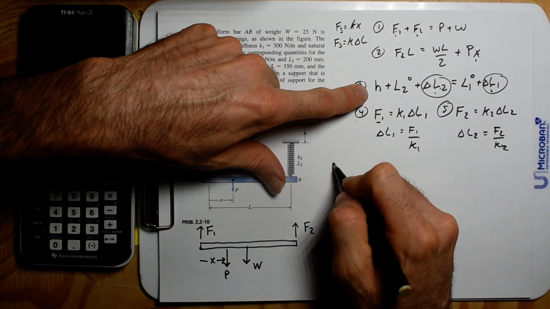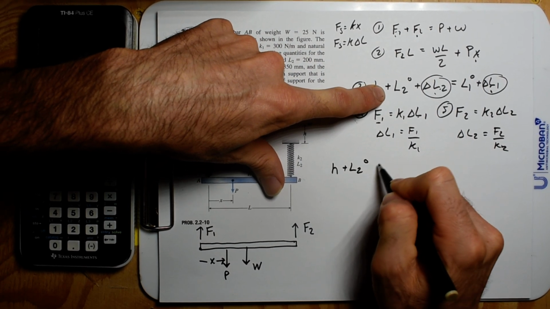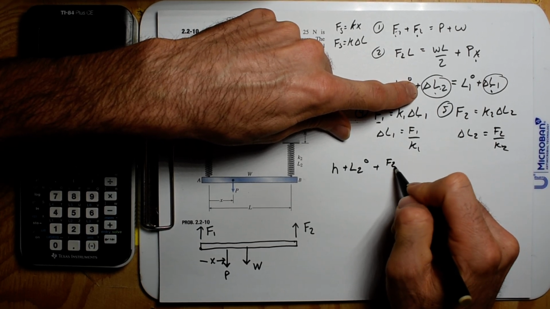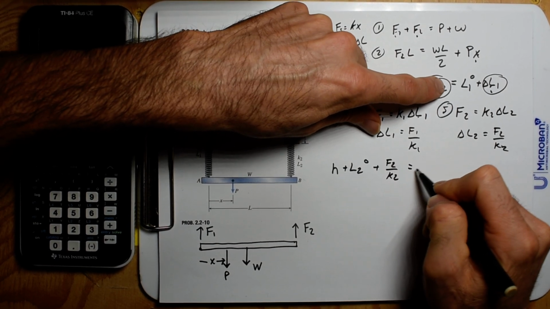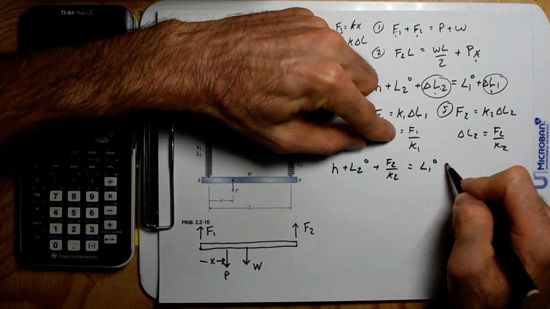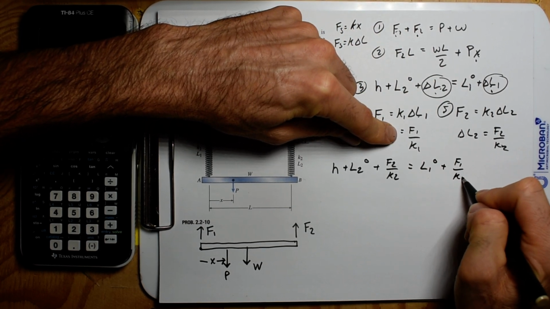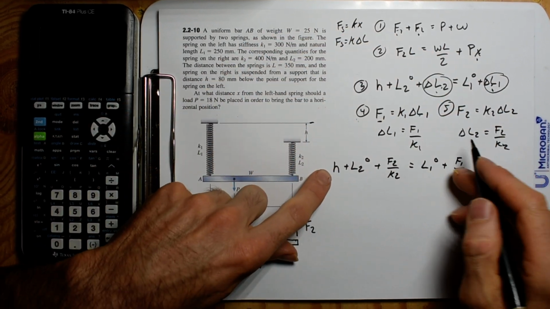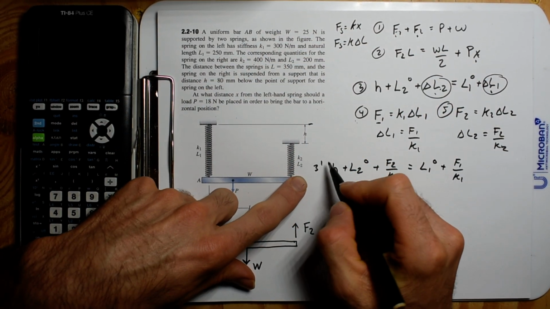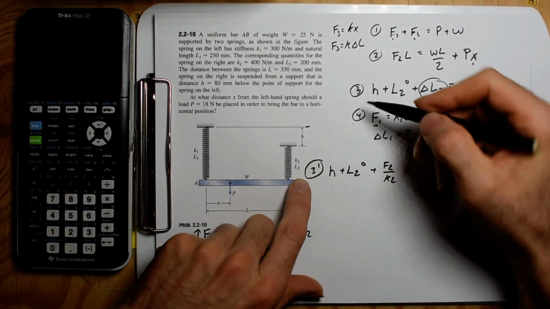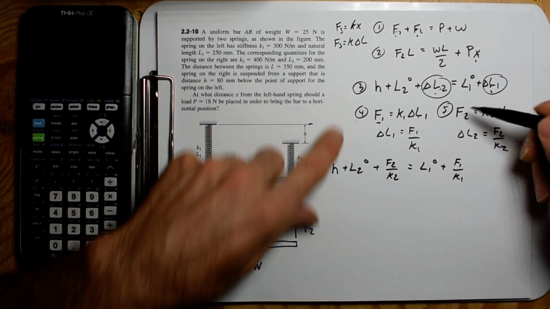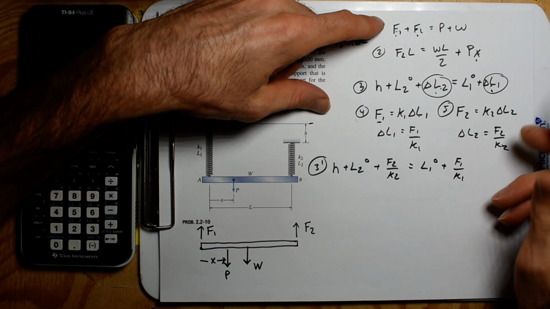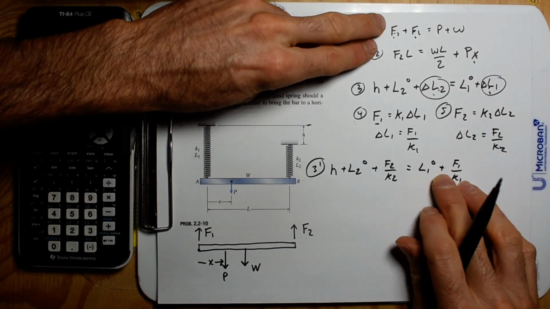So this equation is going to go H plus L2 naught plus F2 over K2 is equal to L1 naught plus F1 over K1. Cool. So now I combined all 3 of these equations, and I got this new equation. I'm just going to call it 3 prime because that reminds me that I used 3 and 4. Cool. So now I'm going to take this equation, and now I got three equations left.